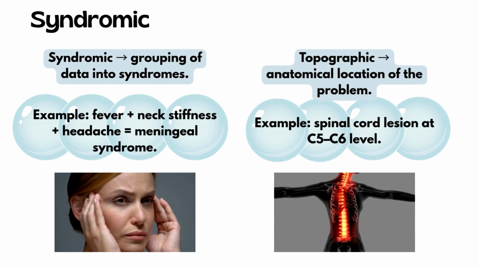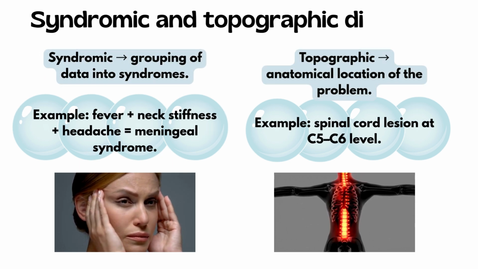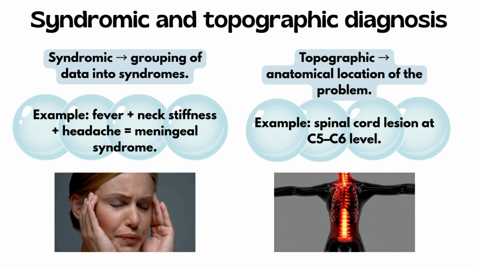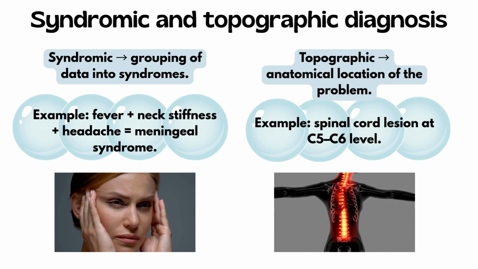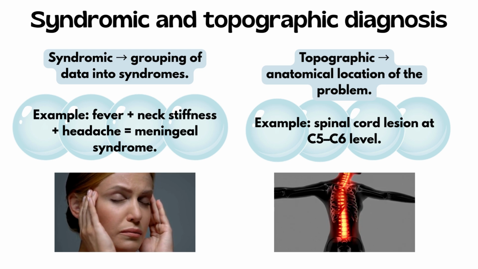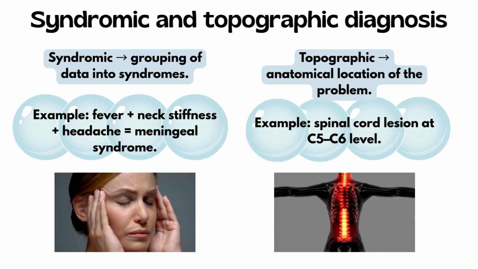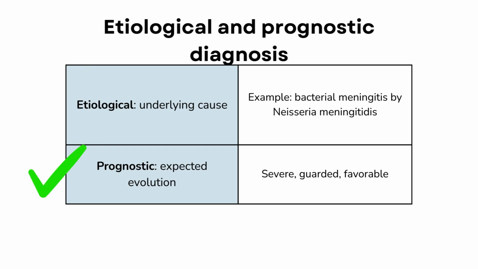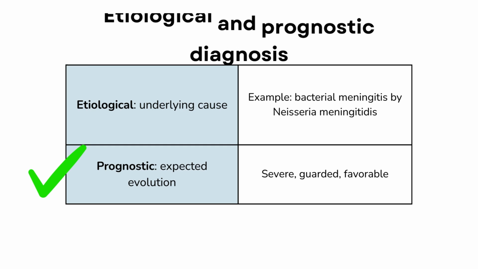The syndromic diagnosis groups data that together form a syndrome, such as meningeal syndrome. The topographic diagnosis focuses on locating the lesion, such as a spinal cord lesion at C5, C6. The etiological diagnosis identifies the cause, for example, bacterial meningitis by Neisseria meningitidis. The prognostic diagnosis seeks to anticipate the evolution: favorable, guarded, or severe.